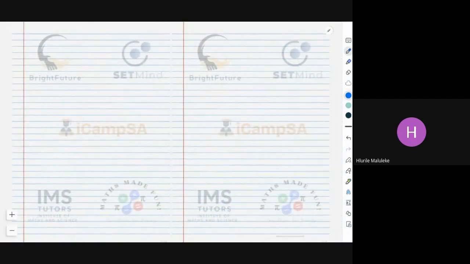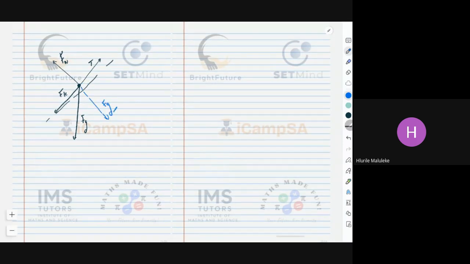It's fine. I'll redraw. So now we have our free body here. Let me redraw it. Fn. Then you have your Fg. You have your tension. You have your Fk, which is your friction. Then let's introduce this. You're going to have your Fg perpendicular and your Fg parallel, right? This is how we are going to do it.